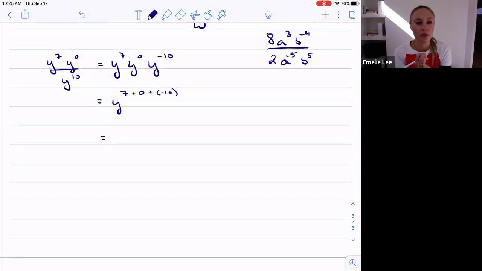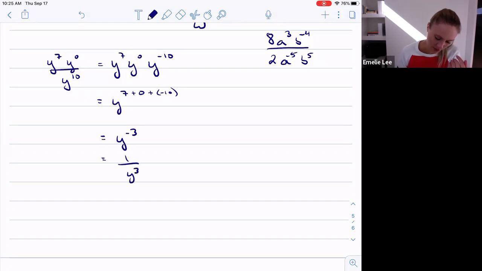Quick side note: y to the power of 0 is just 1, so you could have just ignored it. I don't think it's easier to ignore it, so that's why I kept it in there, but you could have easily done that. So now you've got 7 plus 0 minus 10, putting you at y to the negative 3, which I would rewrite as 1 over y to the 3, but either way, they're equivalent.